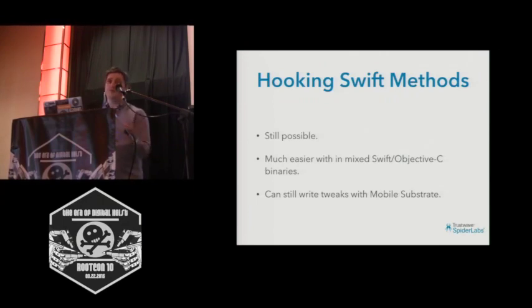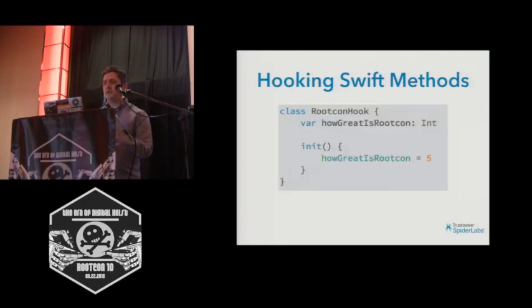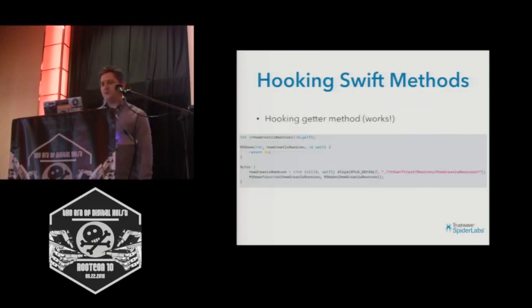So you can still write tweaks in Mobile Substrate, basically. Here you've got this really basic class, which is just this property, greatestROOTCON, and you've got this initializer which sets it to 5, which is wrong because it should be a lot better, because ROOTCON is awesome. So let's try and hook that to make it 10, right?